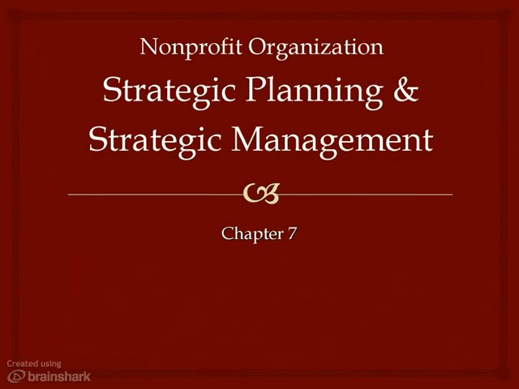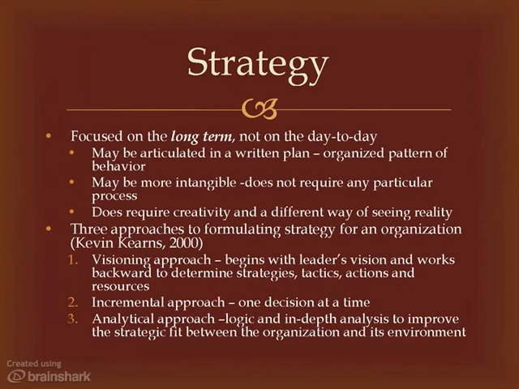Chapter 7 is on nonprofit organization strategic planning and strategic management. So we're going to review strategy for nonprofit organizations, which is focused on the long term and not the day-to-day. Strategy may be articulated in a written plan, an organized pattern of behavior. It may be more intangible and does not require any particular process. Strategy does require creativity and a different way of seeing reality.